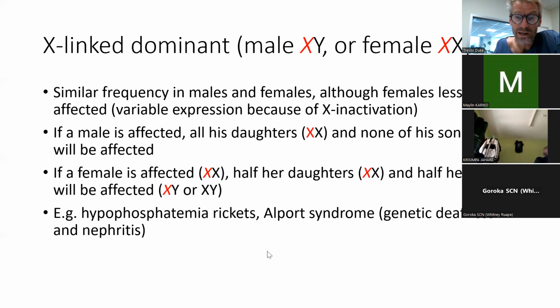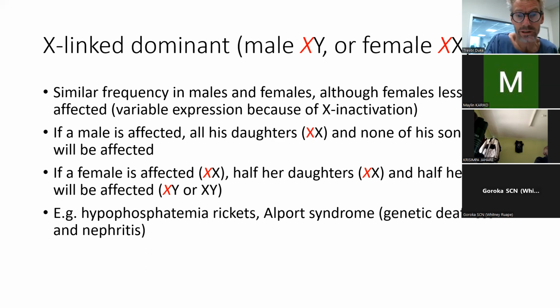Okay. And then X-linked dominant conditions are much less common. In X-linked dominant conditions, males and females can be equally affected, because if a female has one X chromosome that's mutated and it's a dominant mutation, then they'll be affected. And the male, of course, is affected because they've only got one X chromosome. So if they have the mutation, then they're always affected.